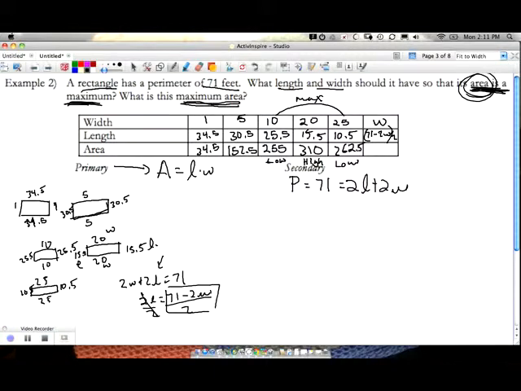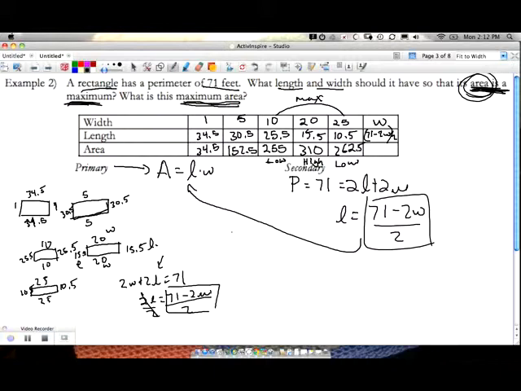Well, we can solve just like we did, and we said that L equals 71 minus 2W, all divided by 2. So we can use that. Now we're going to take this piece and plug it in over here. So that means that area equals W times 71 minus 2W all over 2. So that's what we need to maximize.